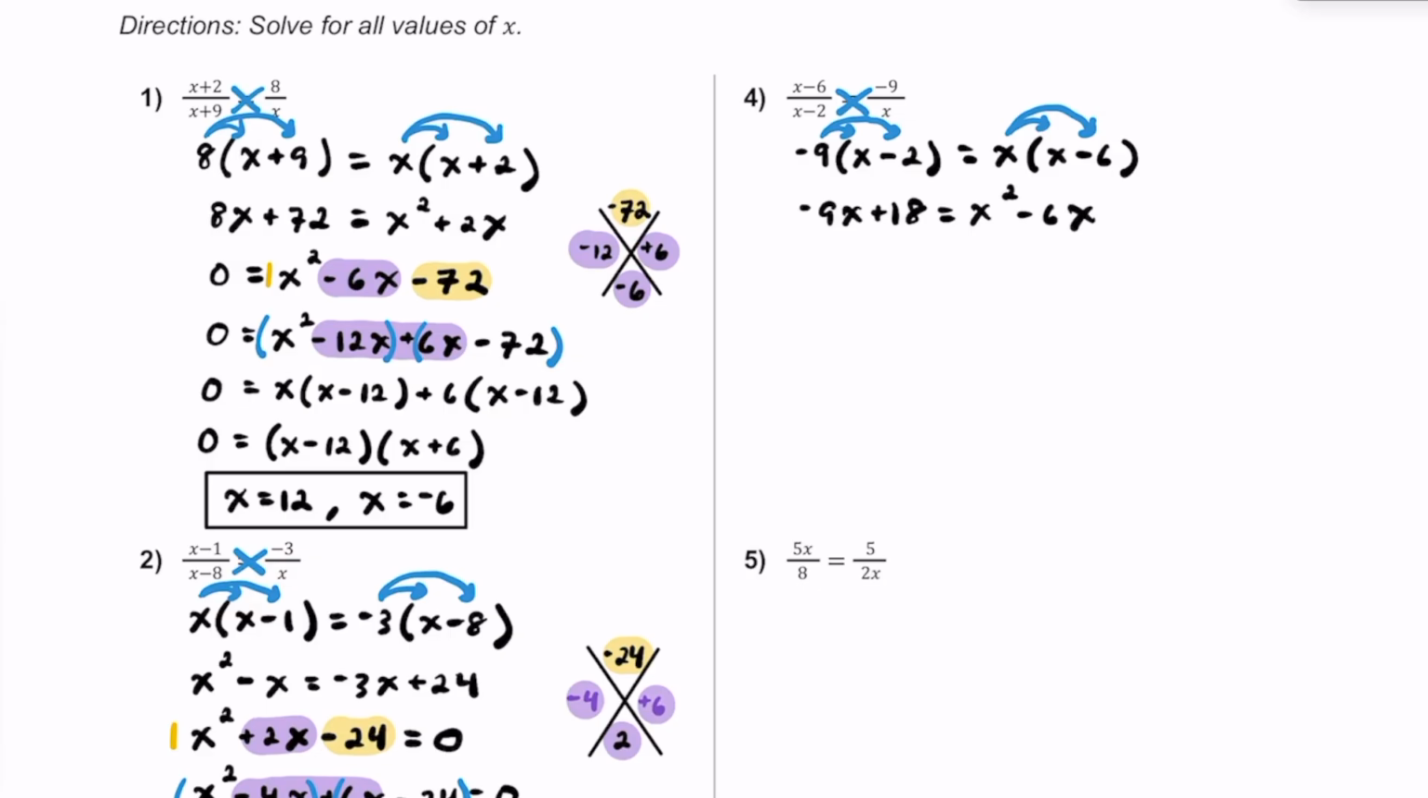All right, so moving everything to the right side, we're going to have 0 on the left side. I'm going to have x squared on the right side. If I add 9x to both sides, we're going to get plus 3x. And if we take away 18 from both sides, it's going to be minus 18.